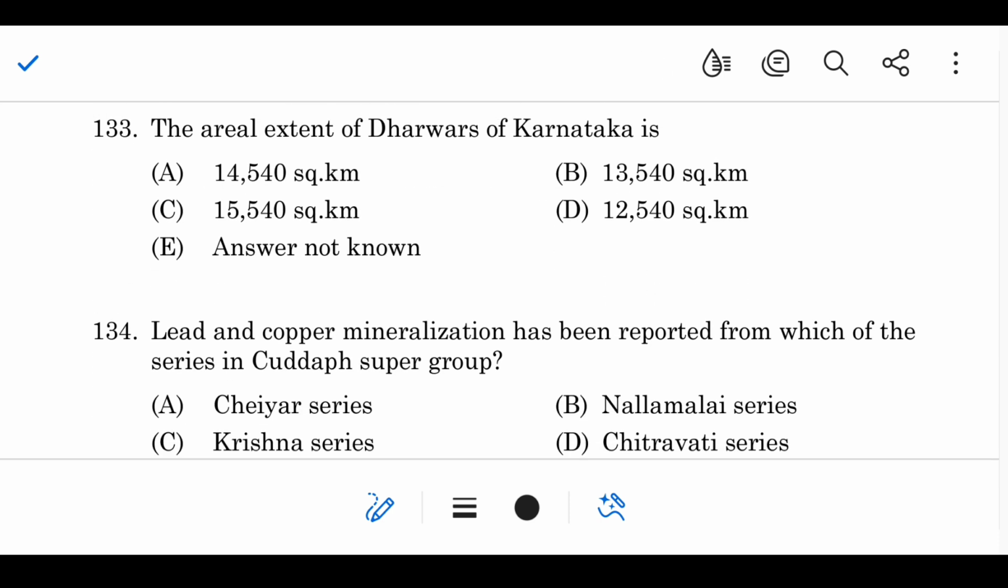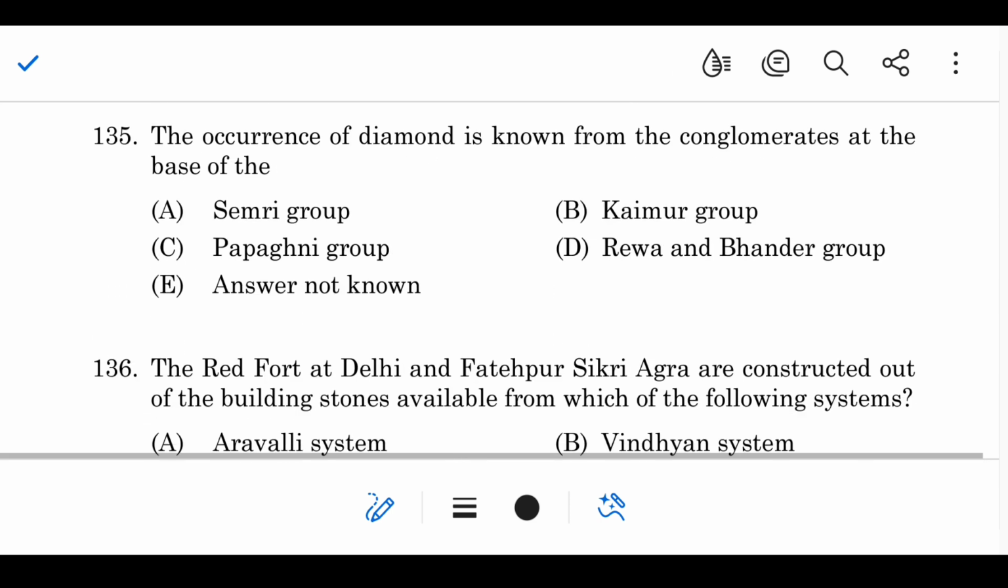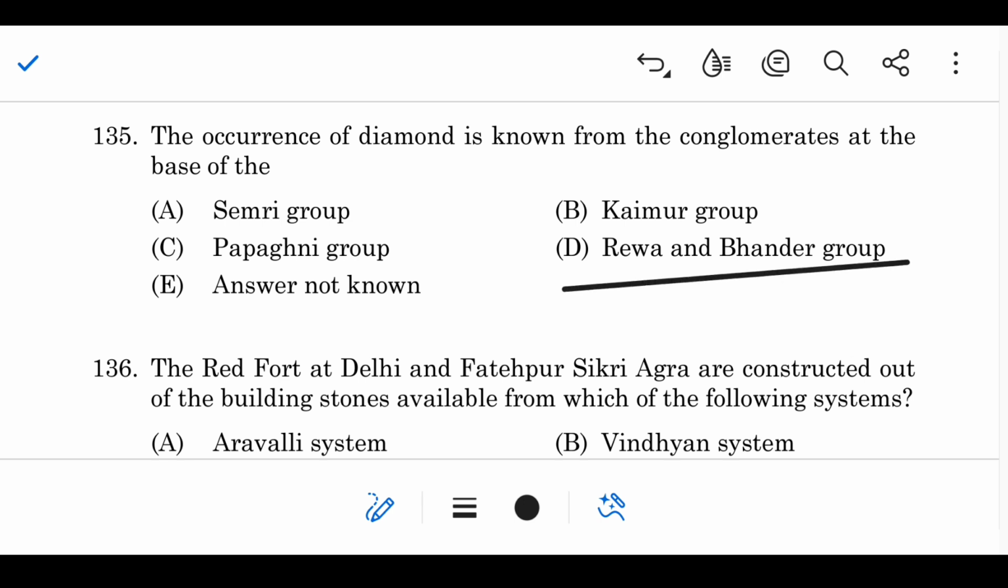The areal extent of Dharwar of Karnataka is 15,540 square kilometers. Lead and copper mineralization has been reported from which series in the Cuddapah supergroup? It is Nallamalai, lead and copper mineralization. The occurrence of diamond is known from conglomerate at the base of the Banganapalle bed.